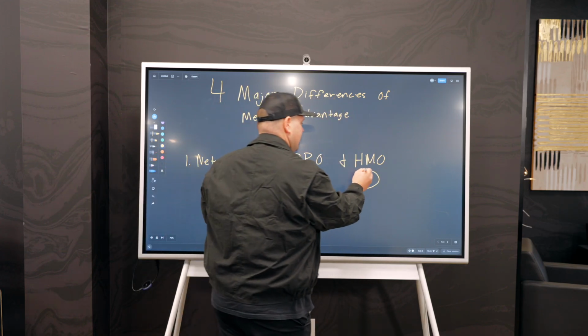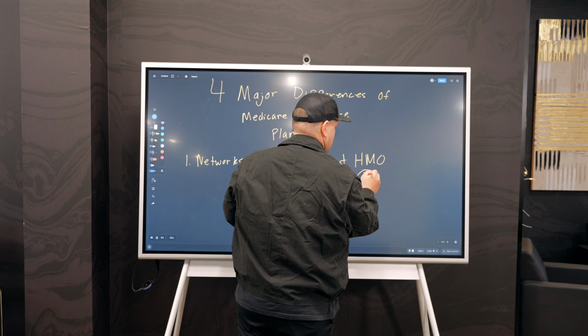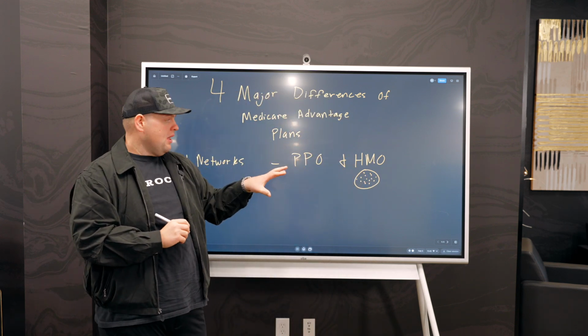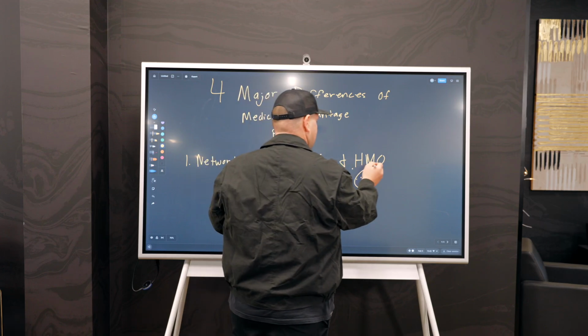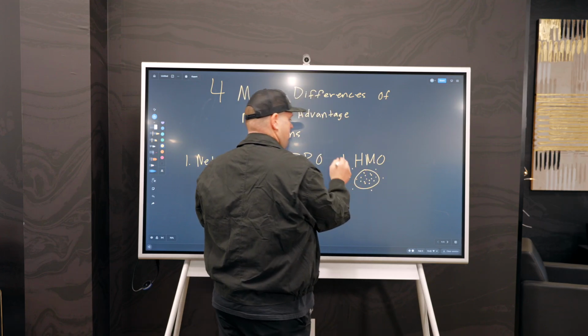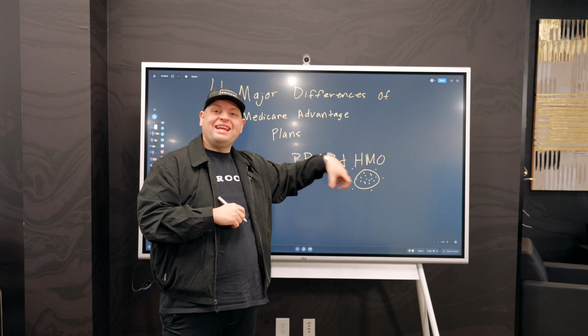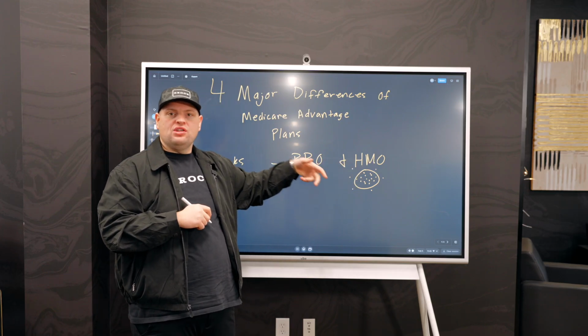And the doctors that I can use are within this circle. Here are my doctors. These are the doctors that I can use. Now, of course, there are doctors outside of this network that exist, but if I'm on an HMO plan, I cannot go outside of this bubble.